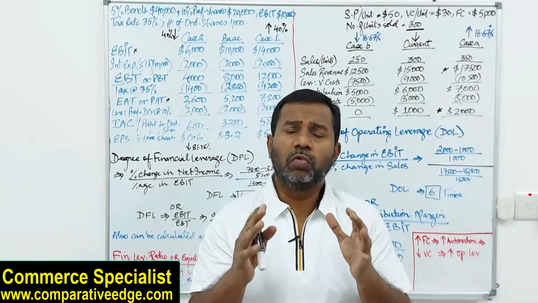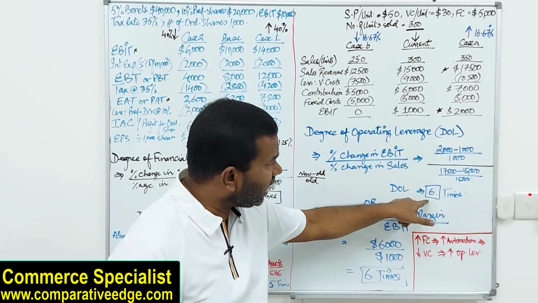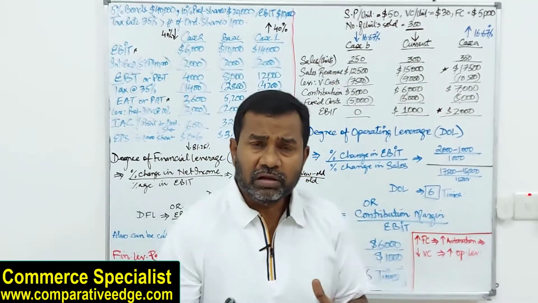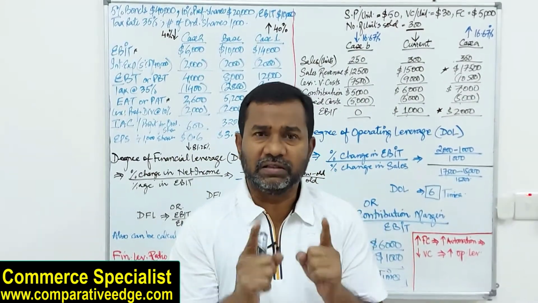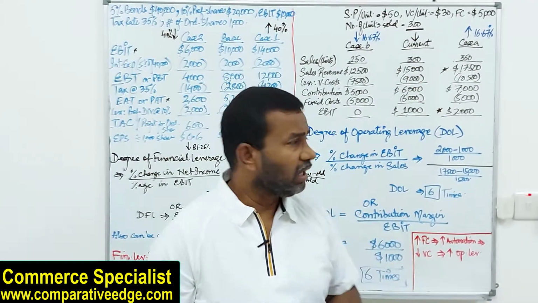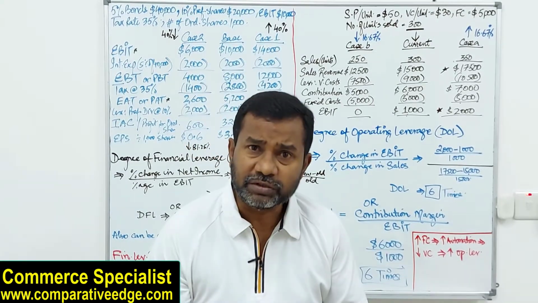Now what is more important is, if we have a degree of operating leverage of 6 times, what does this mean? This means for a 1% increase in sales, if the sales increases by 1%, the EBIT will increase 6 times.